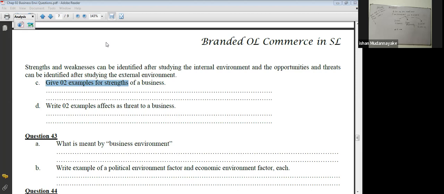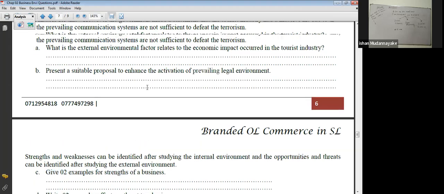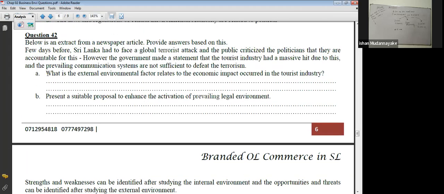Right. Okay, that's done. And then here, students, for part A, we can take economic environment as well. The external environment factor related to economic impact that occurred in the tourism industry. For part A, we can take economic environment as well.